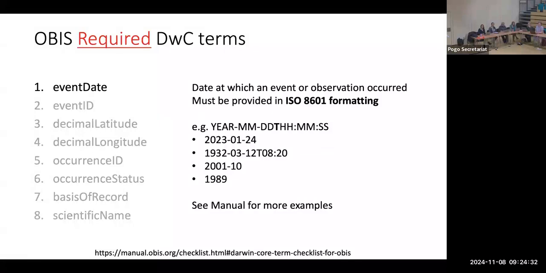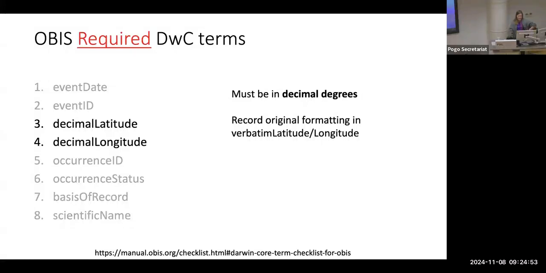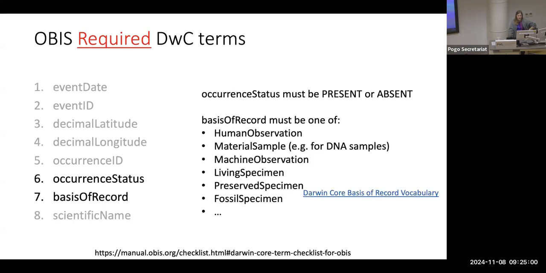It's a category, and there are very specific categories that you can choose from. Dates need to be in a specific format, and we do check for that. That's quite simple to fix. The latitude and longitude need to be in decimal degrees. The occurrence status must be present or absent, so we do have some absence records.